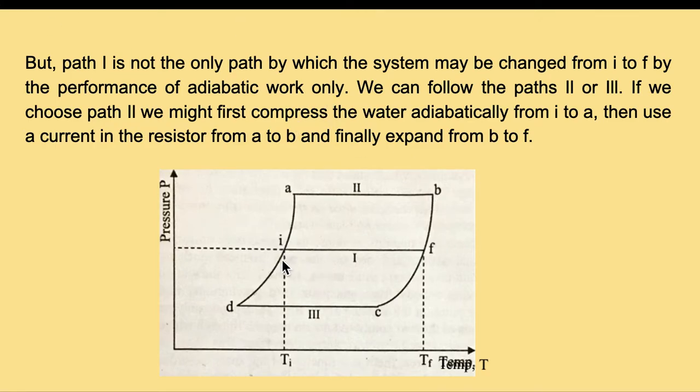And similarly, in path third, you can first see an adiabatic expansion, that means pressure is decreasing. Then, by keeping the current, that means pressure constant, you are increasing the temperature to a particular value, and then you are again compressing. So first you have expanded, that means from the initial point of the wall, you slightly move outwards, then pass the current, then again return to the initial point.